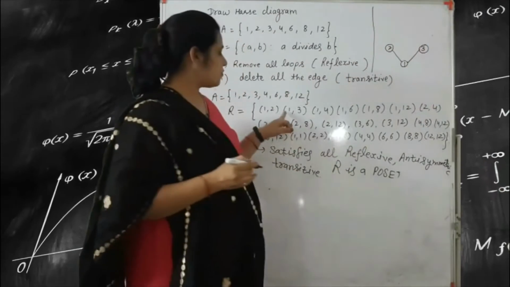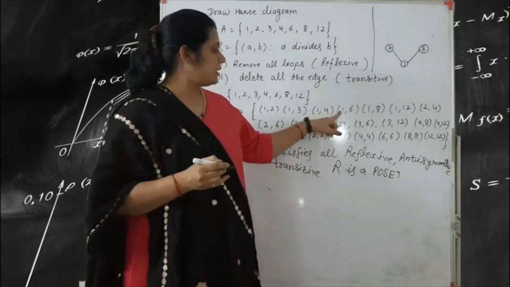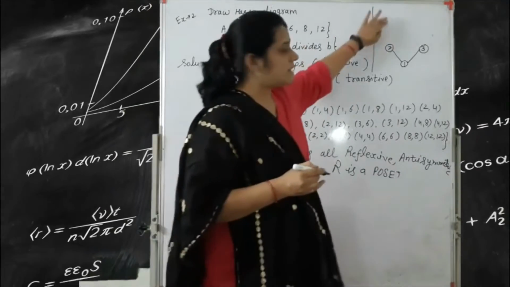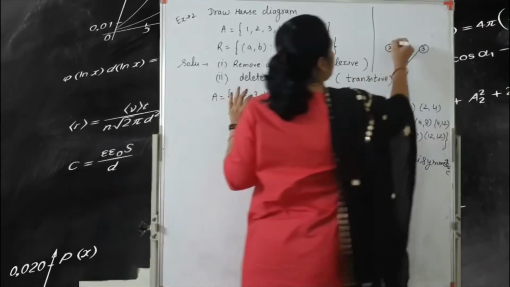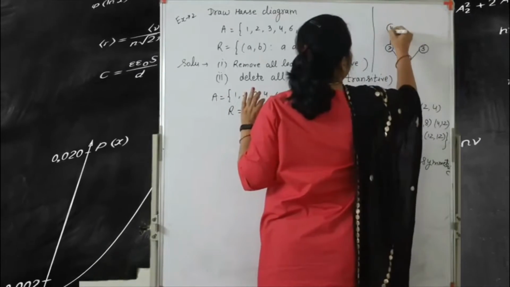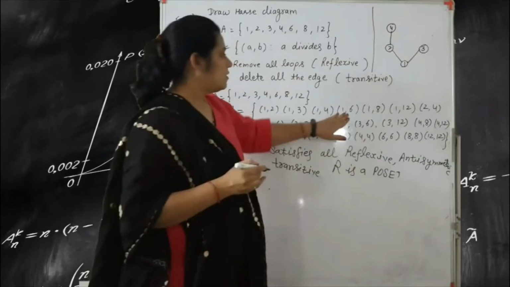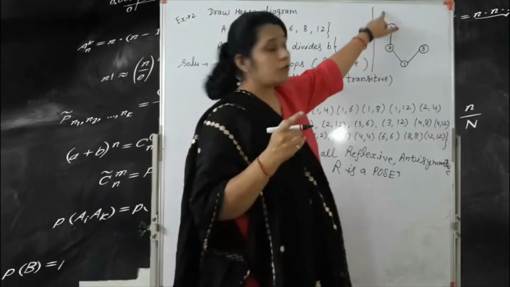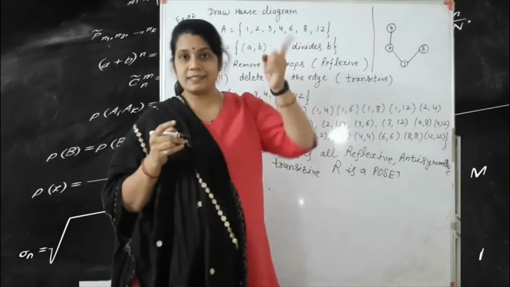Okay, next is what? 1 divides 4 and 1 divides 6. Okay, but 2 divides 4. Okay, so we draw here the 4. Next one is what? 1 divides 6. So 1 divides 6, but 4 does not divide 6, but 3 divides 6.